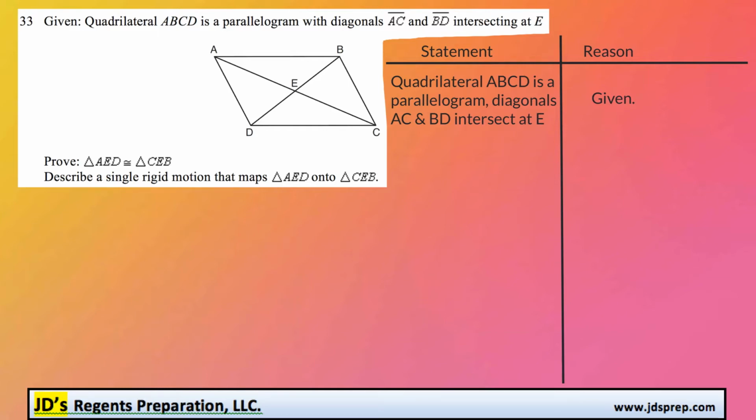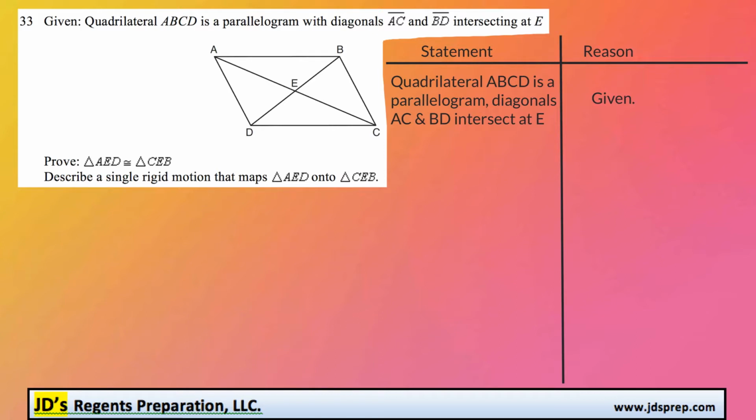Welcome to question number 33 from the June 2015 Geometry Regents exam. Two-part question here, and the first part is to prove that the triangles AED and CEB are congruent. So I've already started off and written down the statement of what we're given.